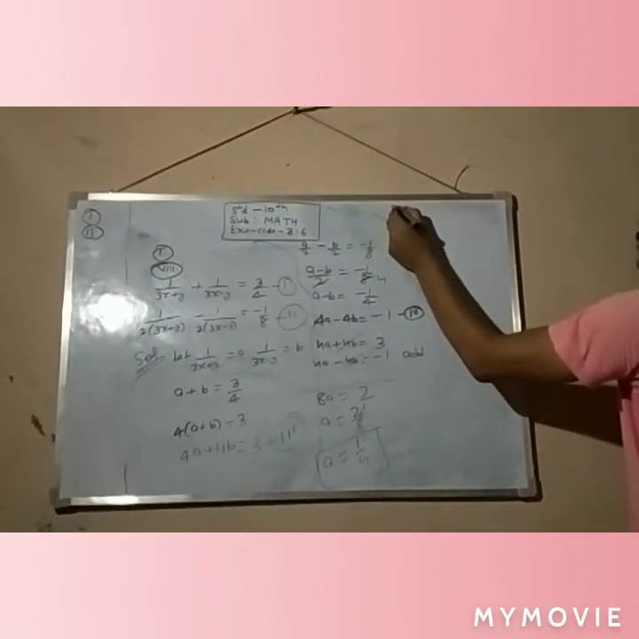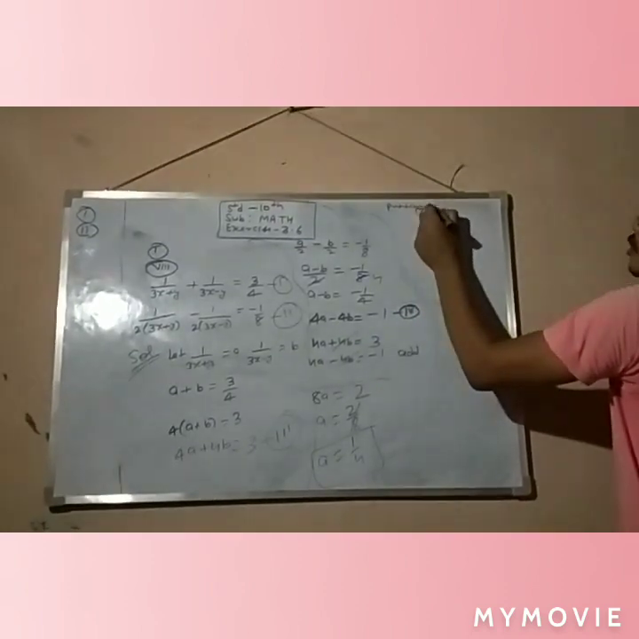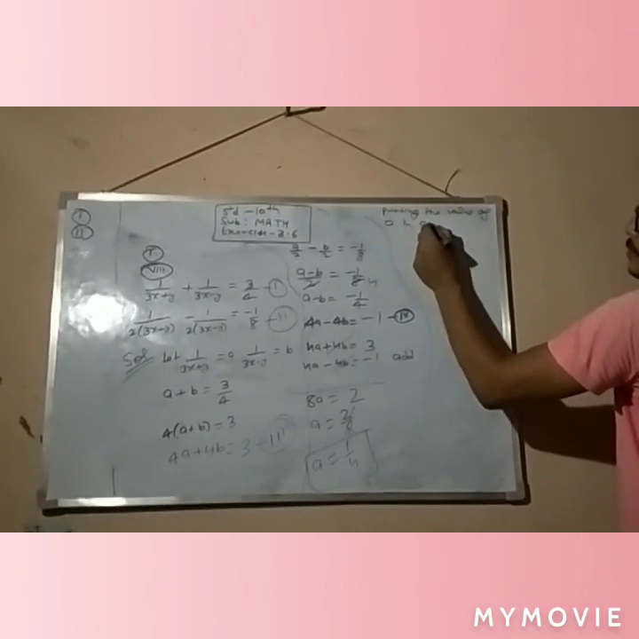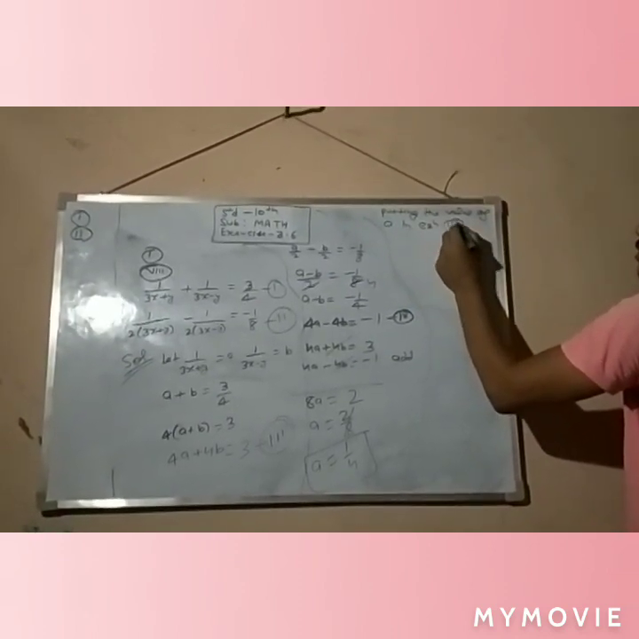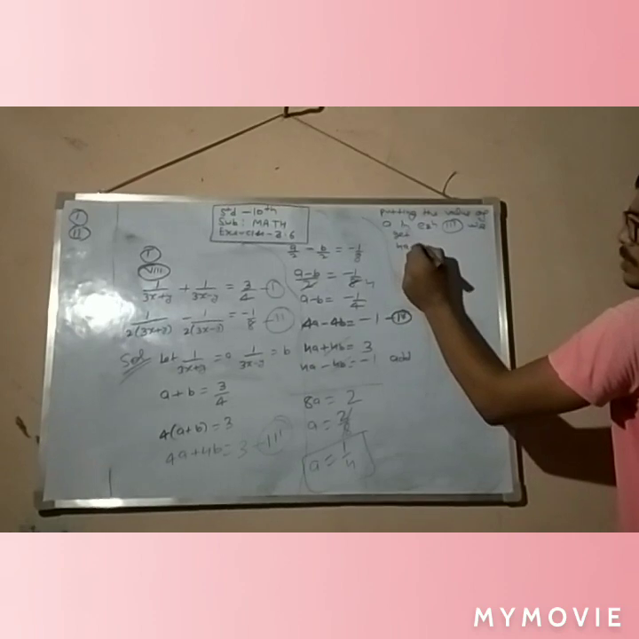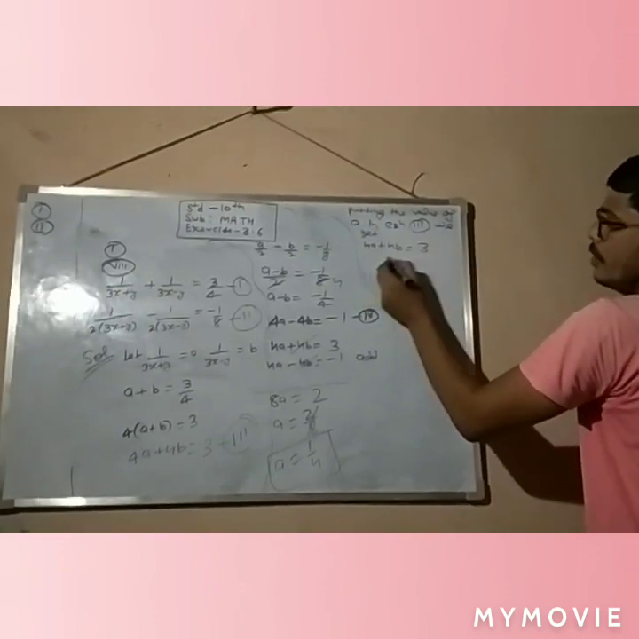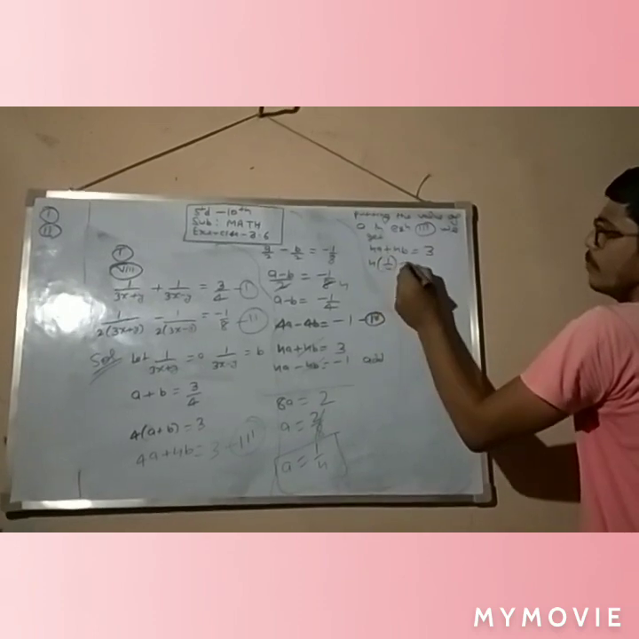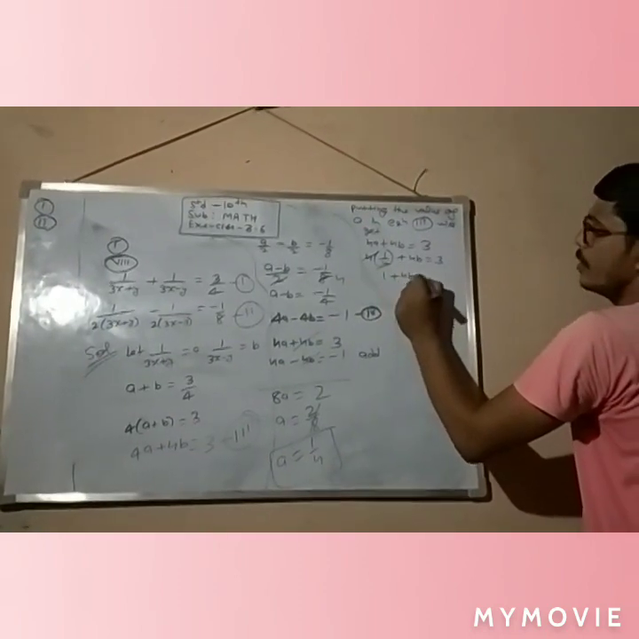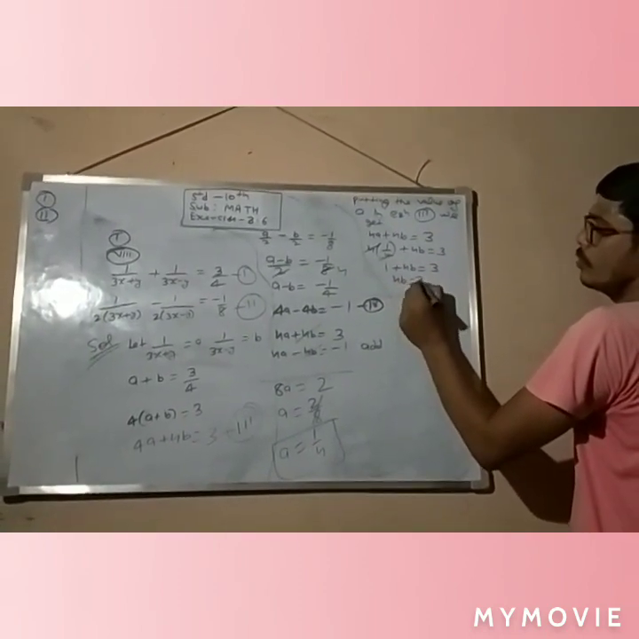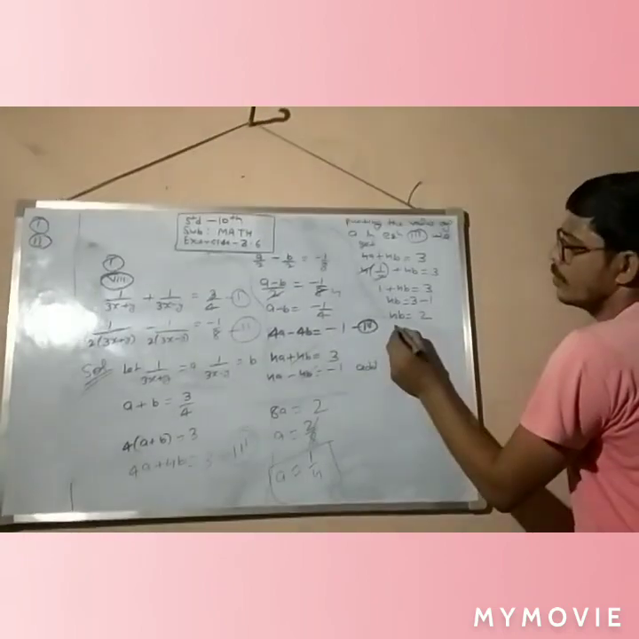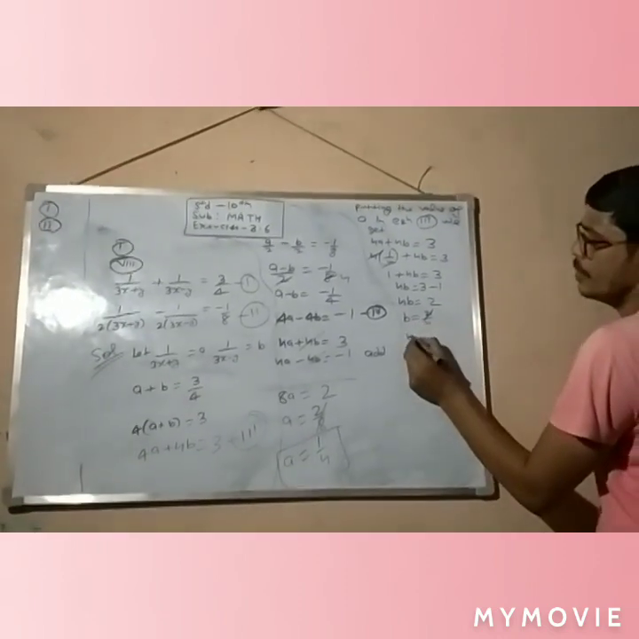Now putting the value of a in equation 3, we get 4a + 4b is equal to 3. Now with the value of a as 1 by 4, 1 + 4b is equal to 3. 4b is equal to 3 minus 1. Transferring to the right side, the sign will change. So 4b is equal to 2, and b is equal to 2 by 4, which is 1 by 2.